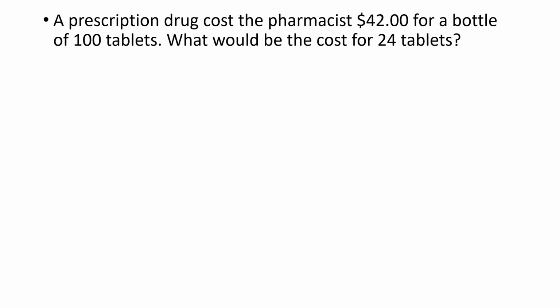So next question. A prescription drug costs the pharmacist $42 for a bottle of 100 tablets. What would be the cost of 24 tablets? So $42 per 100 tablets. Let's erase it. Sorry. This is for 100 tablets. What would be the cost for 24 tabs?